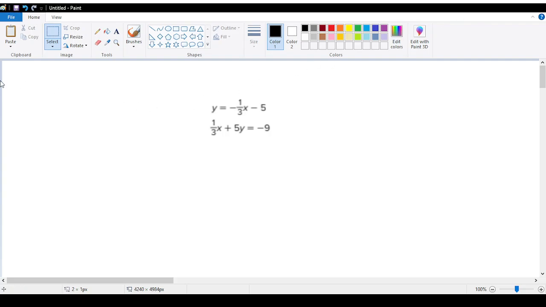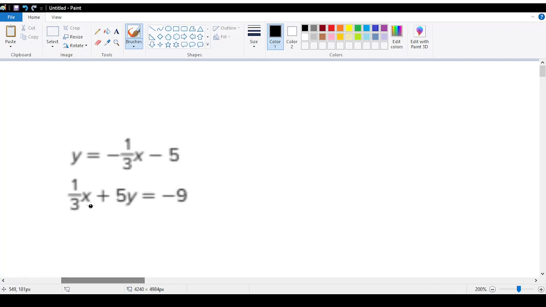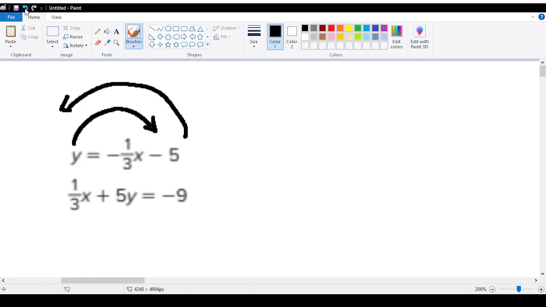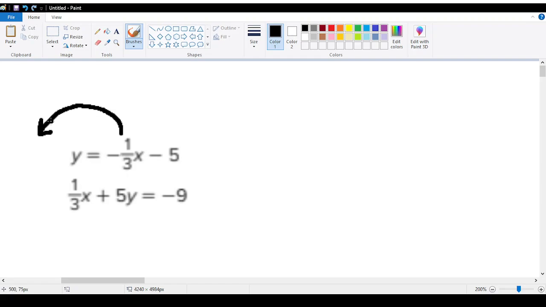So in this example, we need to solve this system of equations by elimination. In order to start solving, like we said, x and y should be on the same side. So if we look at the first equation, y and x are not on the same side. So we should move the y to this side, and the 5 should be moved to the other side. Understood? Or you can just easily move the x to the other side.